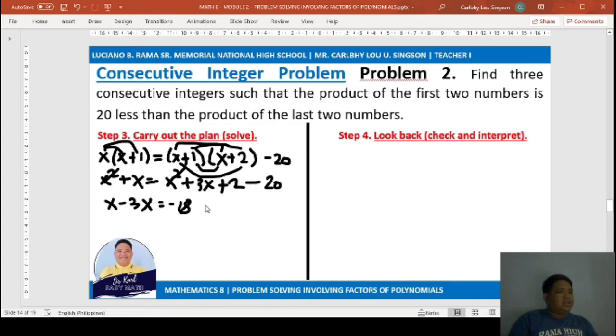So simplify, x minus 3x is negative 2x, equal to negative 18. Divide by negative 2 to find x. So x is equal to negative 18 divided by negative 2. The answer is 9, so our x is equal to 9. Our x plus 1, the second integer, is 9 plus 1, equal to 10. And our x plus 2, the third integer, is 9 plus 2, equal to 11. So our three consecutive integers are 9, 10, and 11.